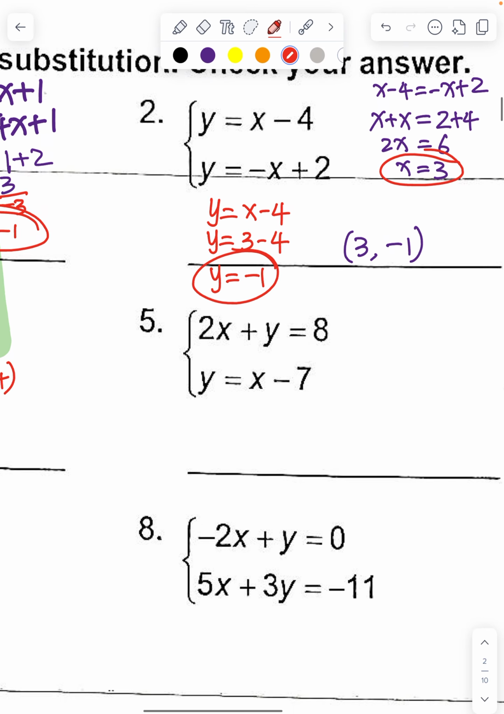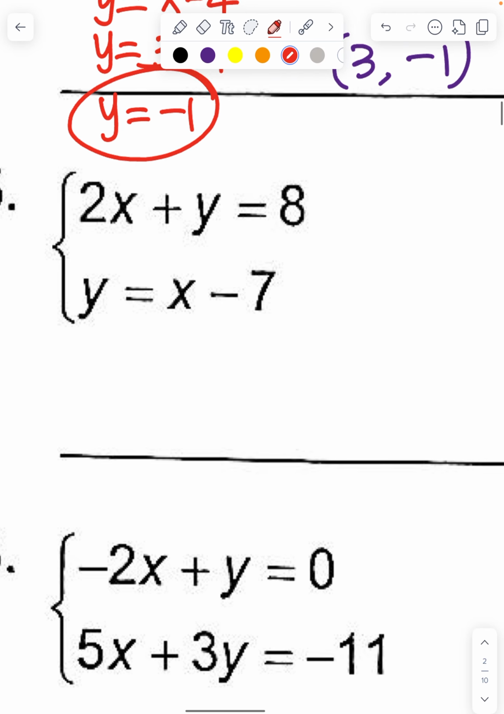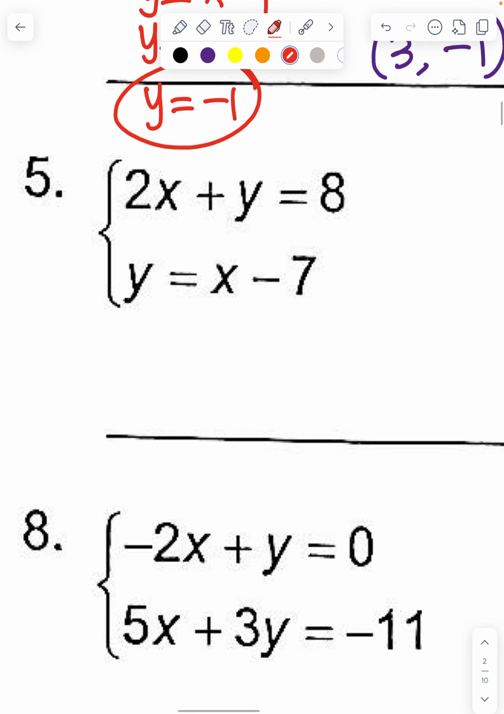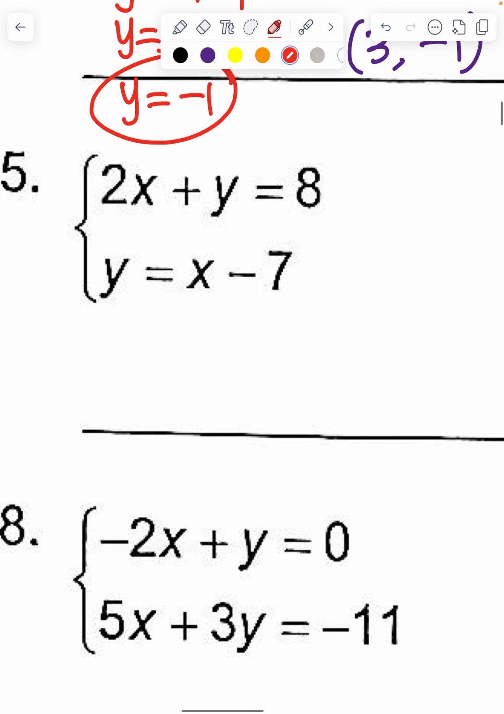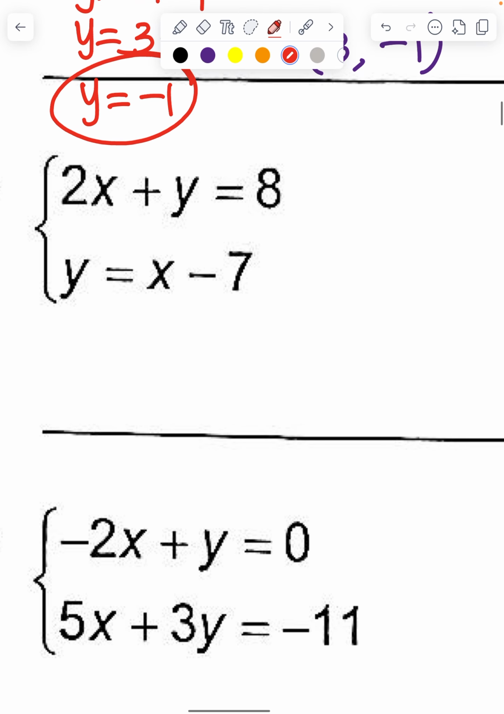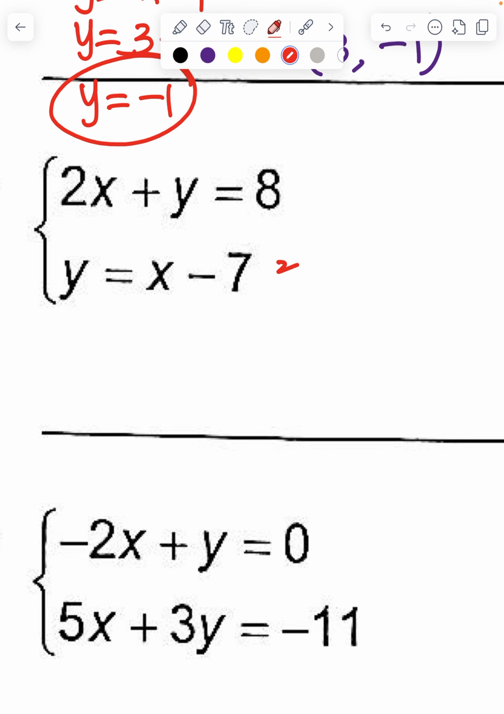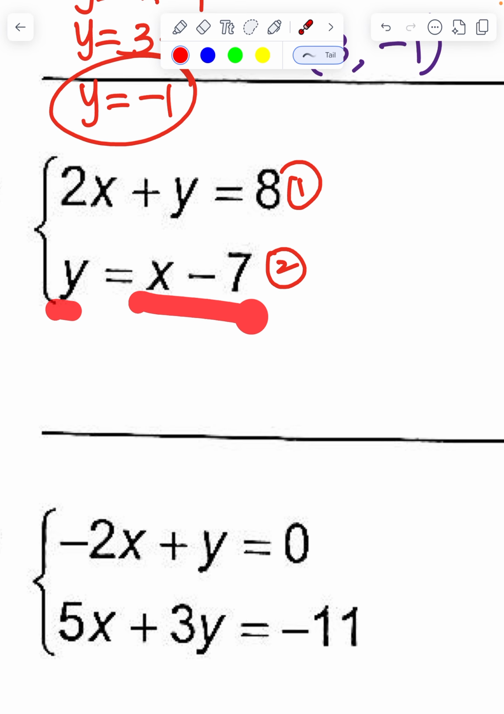Number 5. Number 5, substitute. Substitute, that means just replace, right? Your teacher is sick, so you have a substitute teacher to replace your teacher. Okay. Look at my second equation, y equal to this. So I can use this to replace y in the first equation, right?